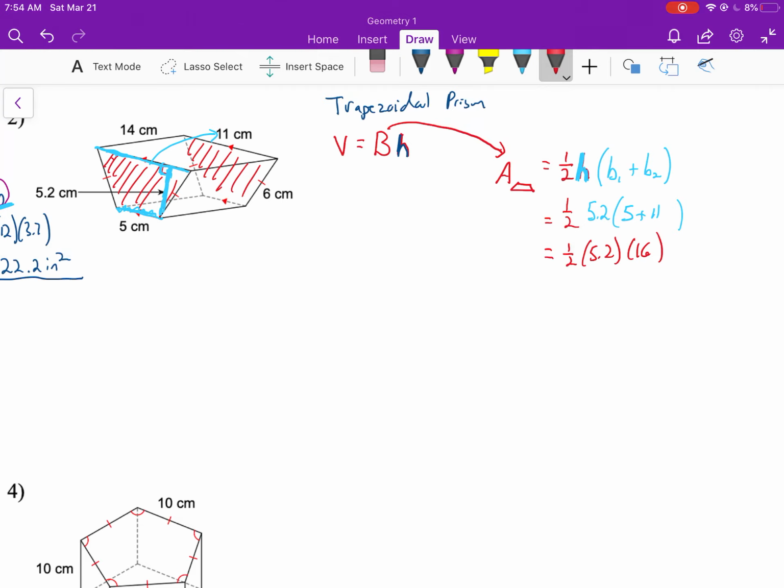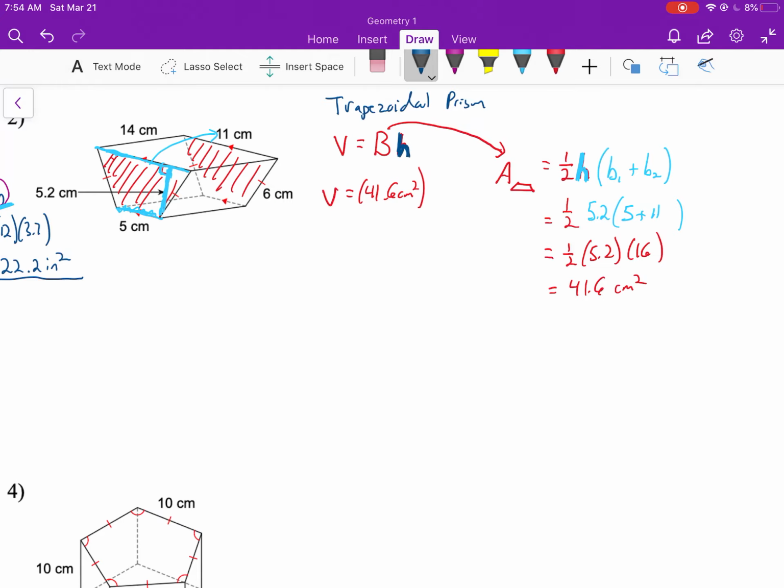And we multiply all of that together to get 41.6. And that's in centimeters squared. So that's the area of our base. So we have volume equals area of the base, which is 41.6 centimeters squared, times the height of the prism.